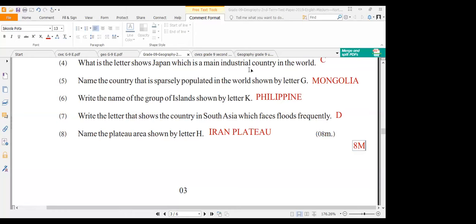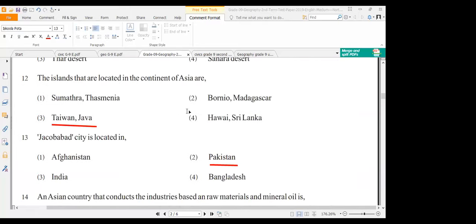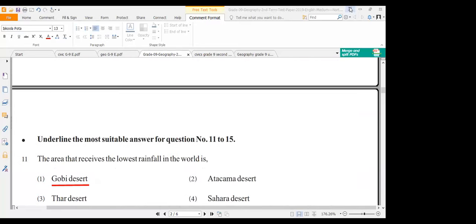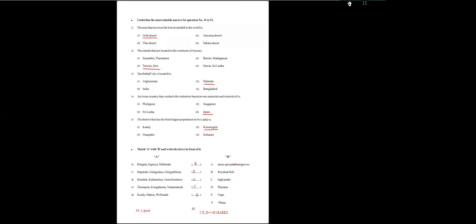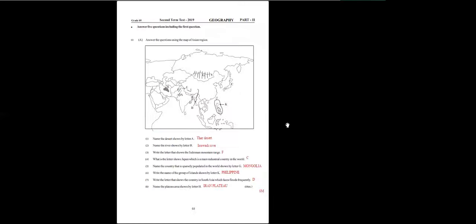Oh, my paper is going to be started. We are discussing the paper, right? You can get a screenshot of part 1. Anyone can get a screenshot. Okay.